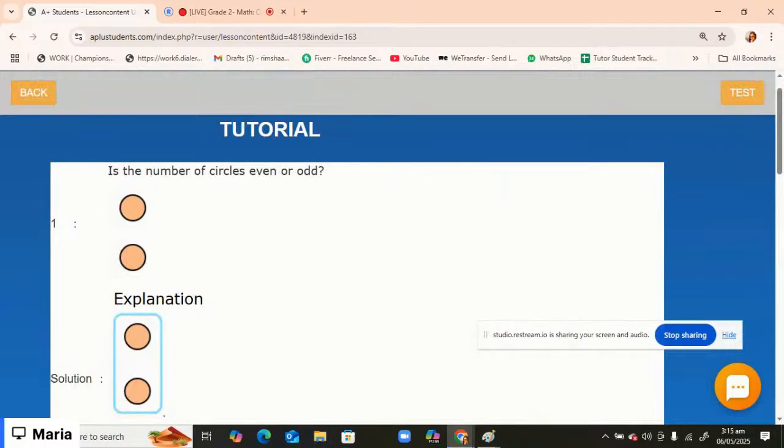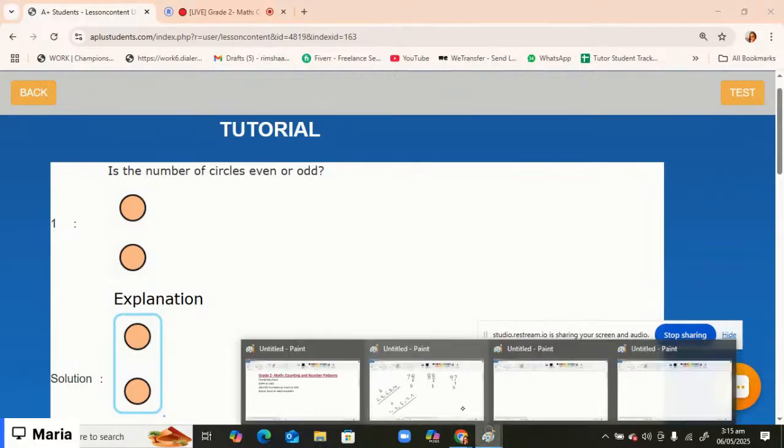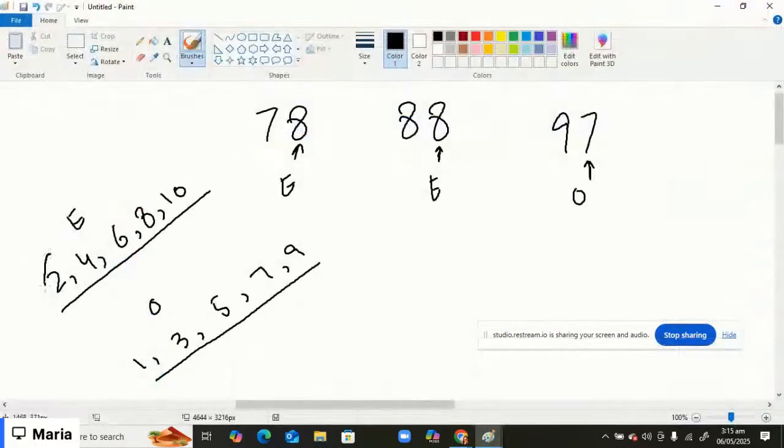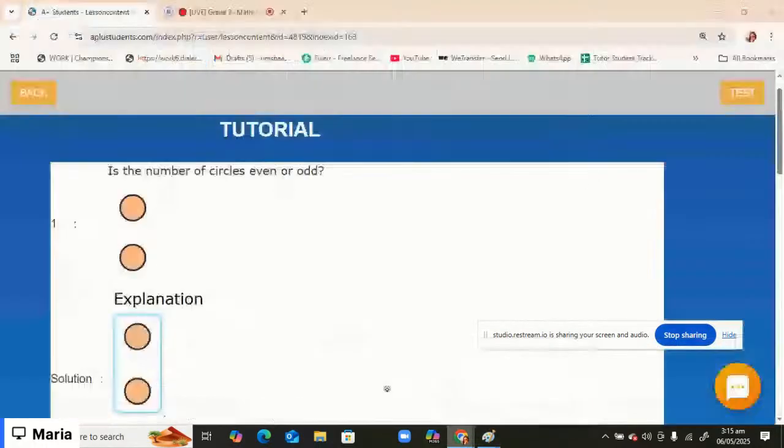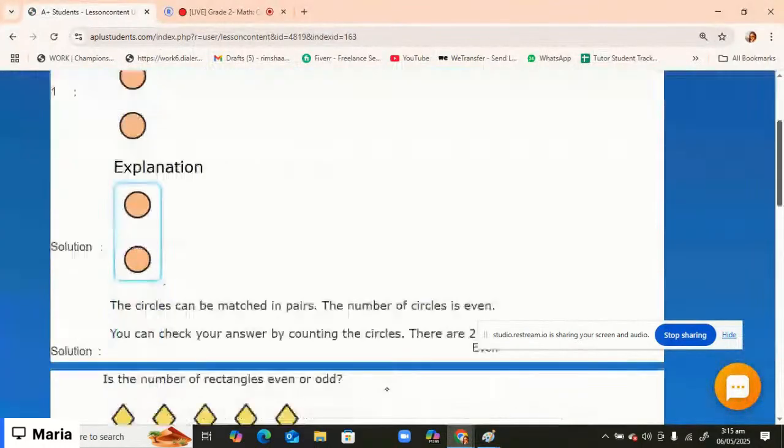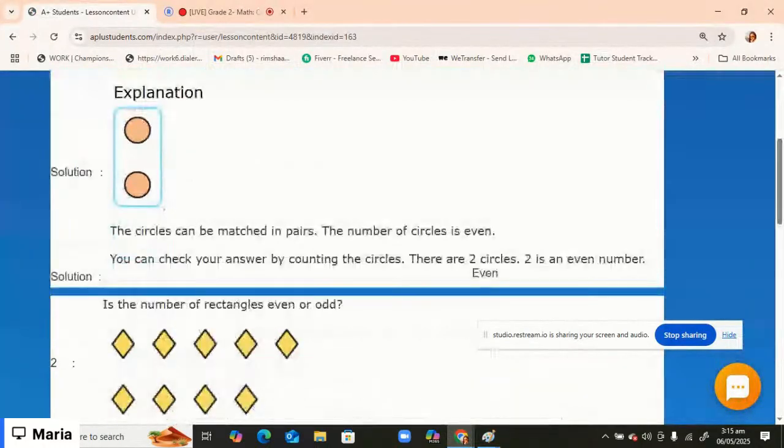Is the number of the circle even or odd? So look at here, how many circles are given here? There are two circles, so you tell me, is two even or odd? Look at here, two is an even number. Okay, so we can say that this is the even number. So these circles can be matched in pairs.